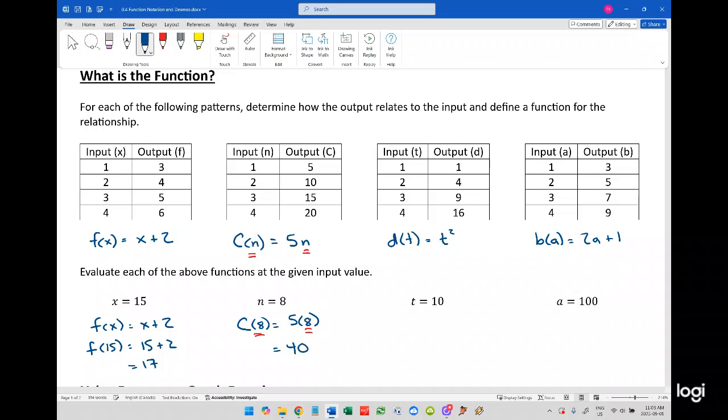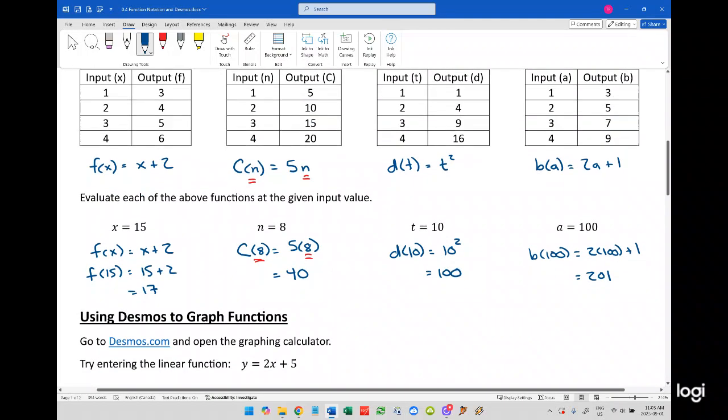And that would be $40 for 5 shirts. This one says the distance after 10 seconds is 10 squared, which is 100. And this one just says the value of b when I plug in 100 is 2 times 100 plus 1. And that's all there is to this function notation. It looks a little funny because it looks like multiplication, but it's not. It always appears as a variable at something, or a variable times a bracket with something in it.